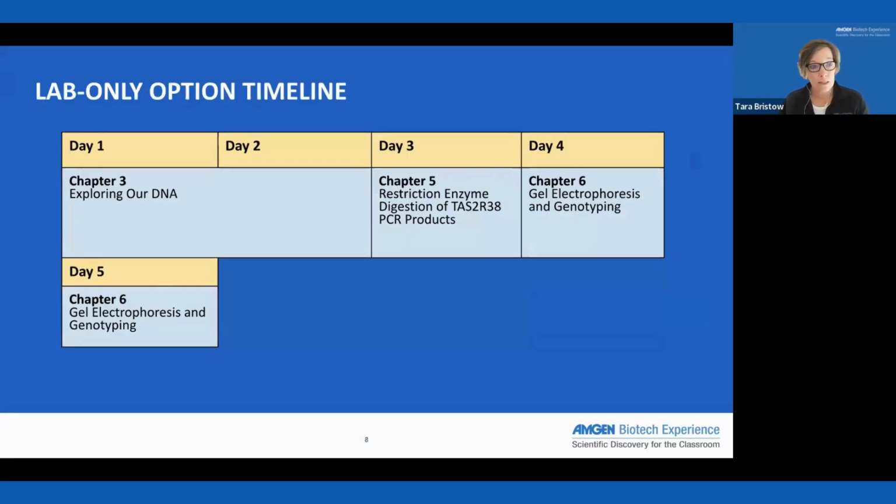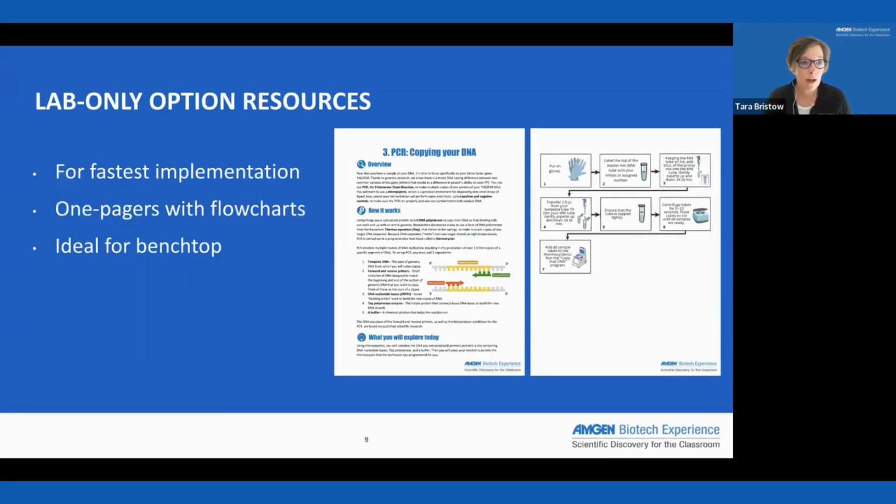So the third option is a lab-only timeline. And for this particular one, you would just be doing those wet labs that were described. And you can implement the 3 relevant chapters in about 5 days. So if you choose the lab-only option, there are 1-page descriptions with accompanying flowcharts that could be used in place of printing the entire curriculum. These can be placed into protective sleeves and put on your bench tops and make it a little easier for your students to go through the activities.